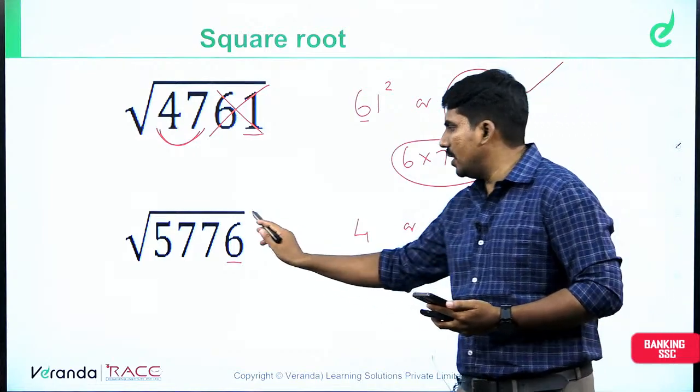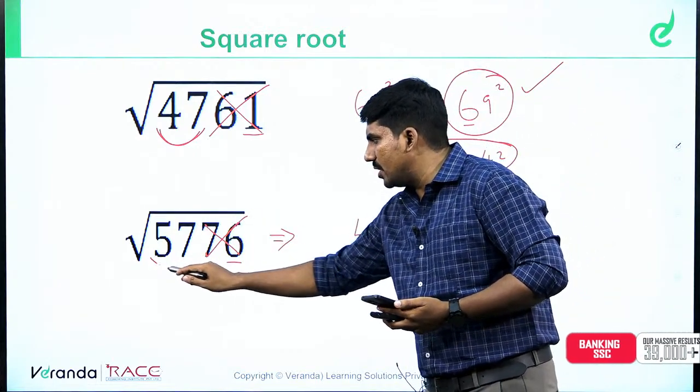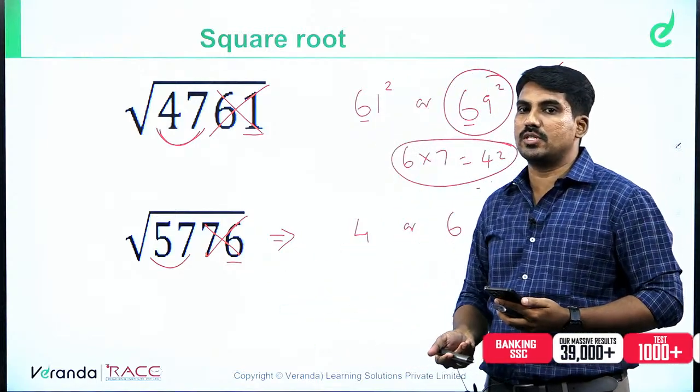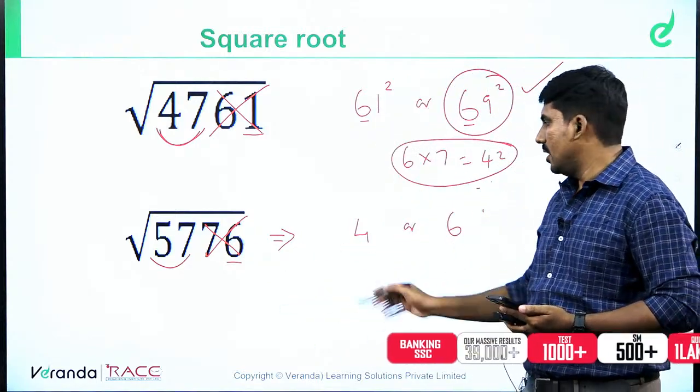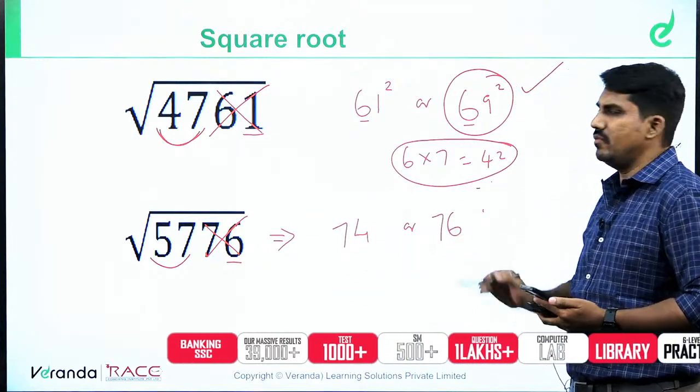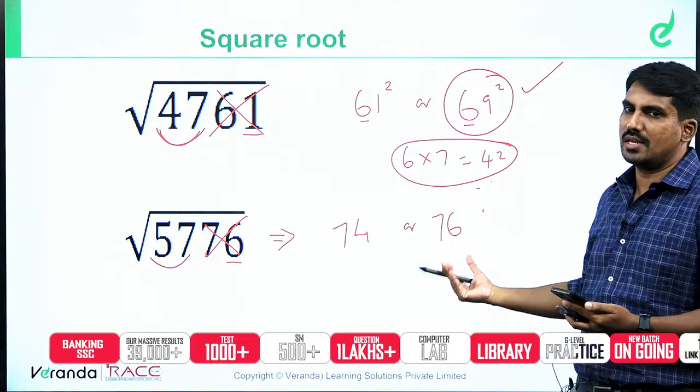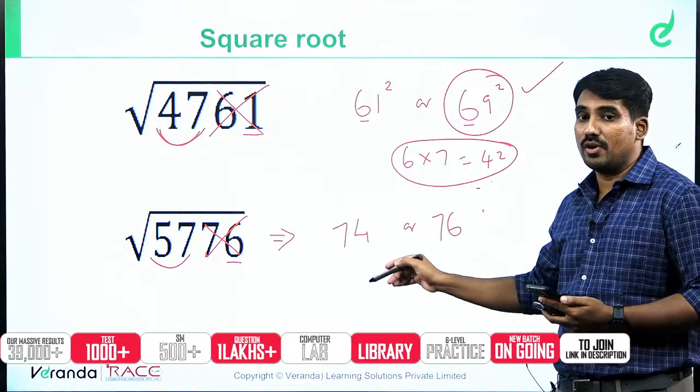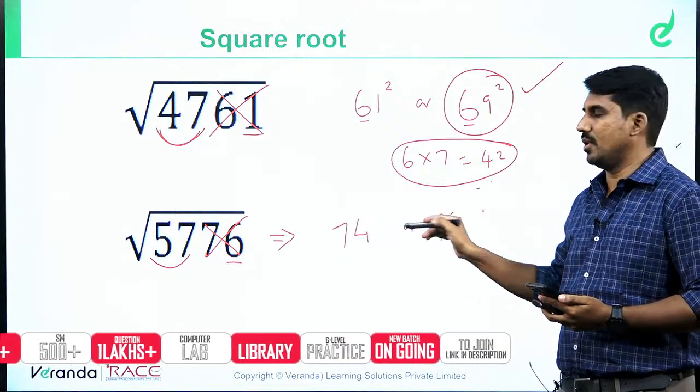Right? Now we have to leave the last 2 digits, 57. Which is the previous perfect square? 49. Therefore, we can take 7 square is 49. That 7 we can take as the previous digit. So 74 or 76. Now we have to confirm what is the correct answer, 74 or 76.